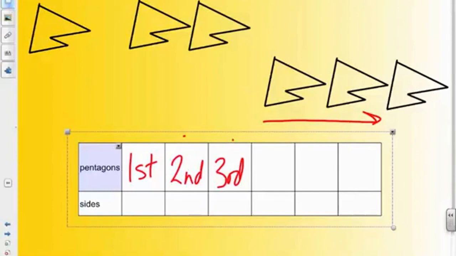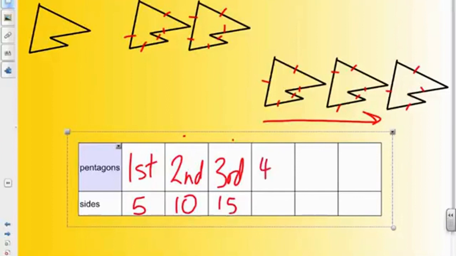I hope you've paused me. This is what you should have done. The first term has got 5 sides. The second term has got 10. We'll count them up: 10 sides. The third term has got, I hope you worked it out, 15 sides.